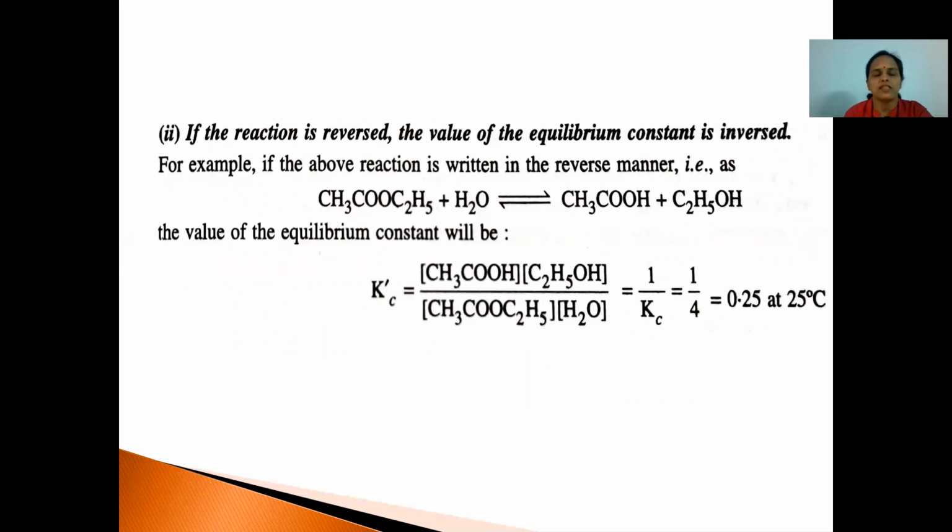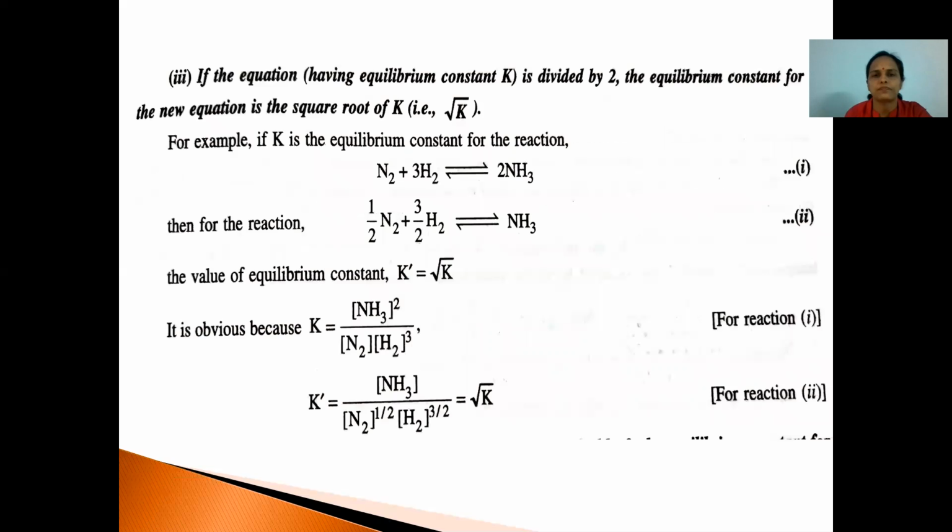The second characteristic is if the reaction is reversed, the value of the equilibrium constant is inversed. You can take the example. If I reverse the equation, CH3COOC2H5 plus H2O gives CH3COOH plus C2H5OH, the value of equilibrium constant K dash c is equal to 1 upon Kc, inverse of it, which is equal to 1 upon 4, which is 0.25 at 25 degrees Celsius. So this is the second characteristic feature of equilibrium constant.